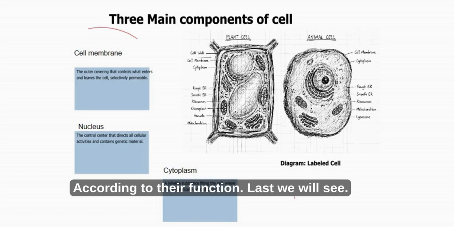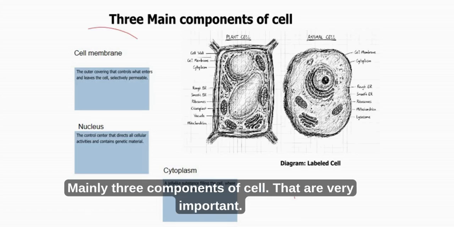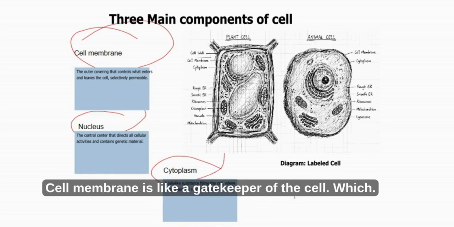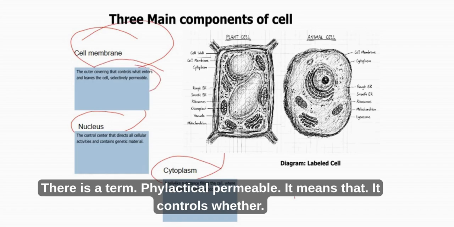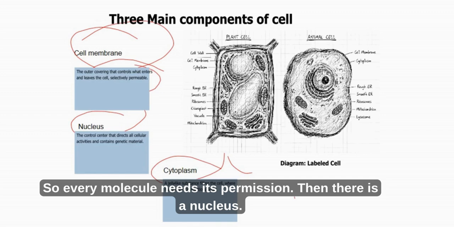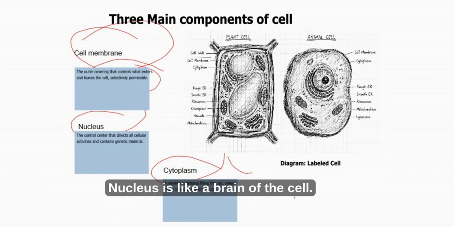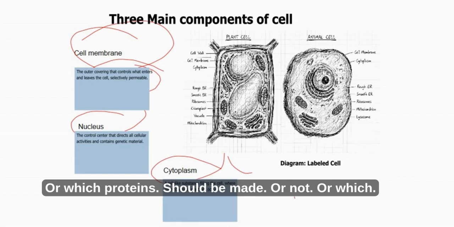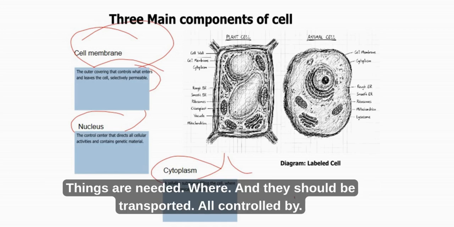Lastly, we will see the three components of the cell that are very important: first is the cell membrane, then the nucleus, and then the cytoplasm. The cell membrane is like a gatekeeper of the cell, which is selectively permeable. It means that it controls which molecules can enter and which can't. So every molecule needs its permission. Then there is the nucleus. The nucleus is like the brain of the cell. It controls all activities related to growth, genetic material, which protein should be made or not, and which things are needed where and should be transported.